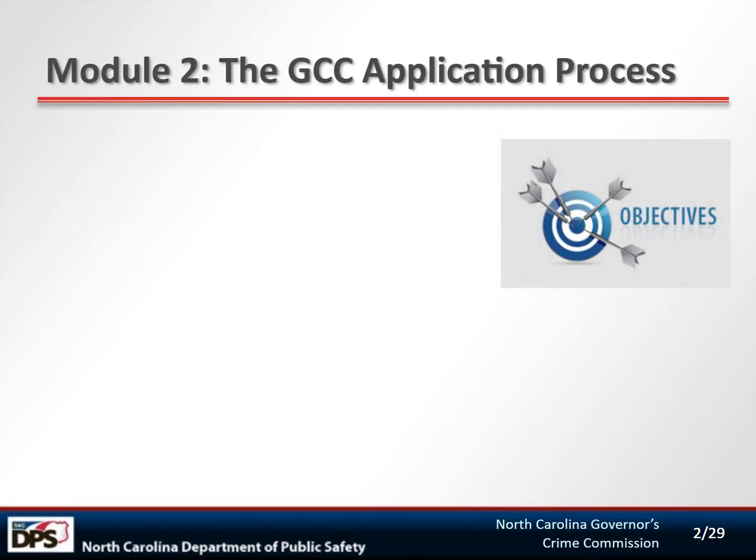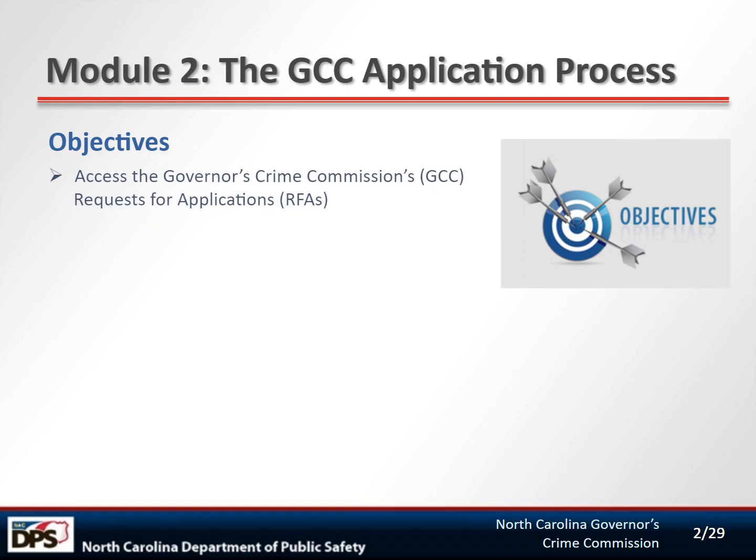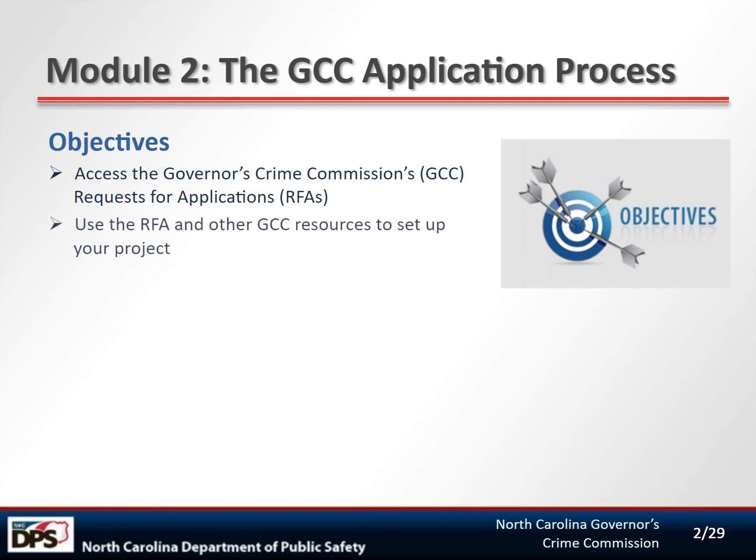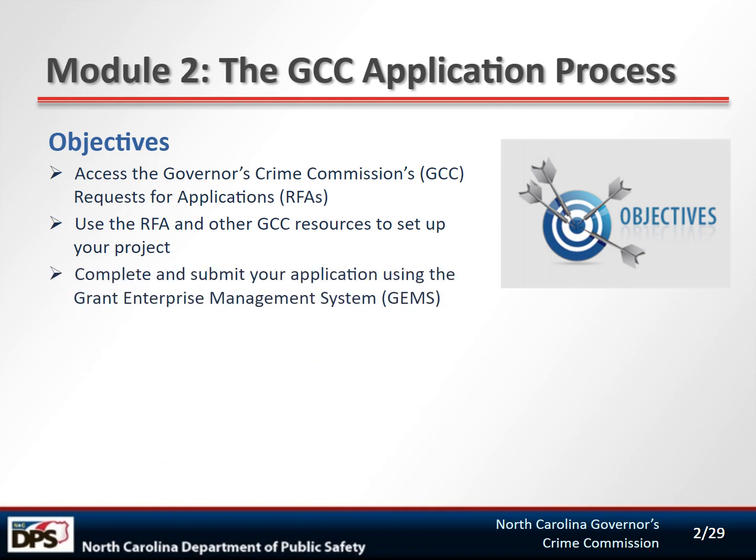Let's take a look at the information we will cover in this module. By the end of the module, you should be able to access the Governor's Crime Commission's online requests for applications, or RFAs. Use the appropriate RFA or other GCC resources to set up your project, and complete and submit your application using the Grant Enterprise Management System, also known as GEMS. There are 2 lessons in this module.